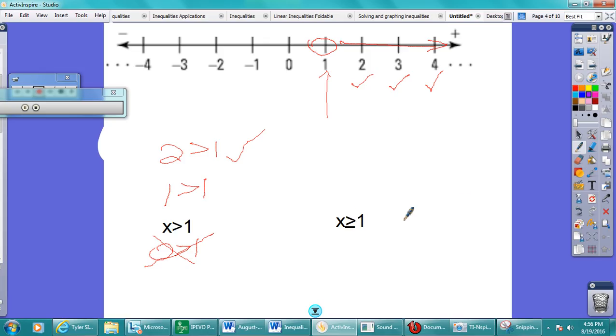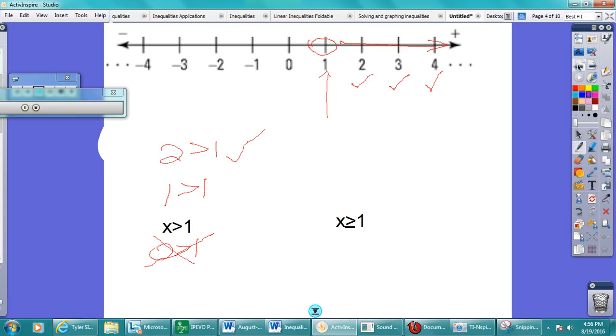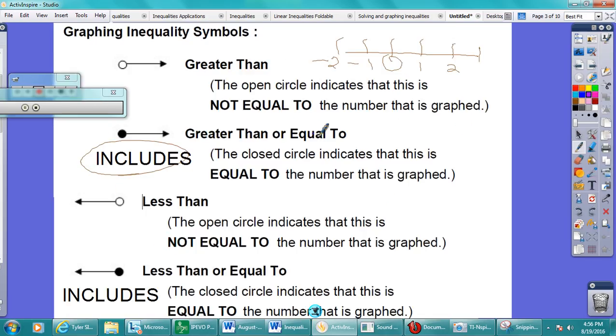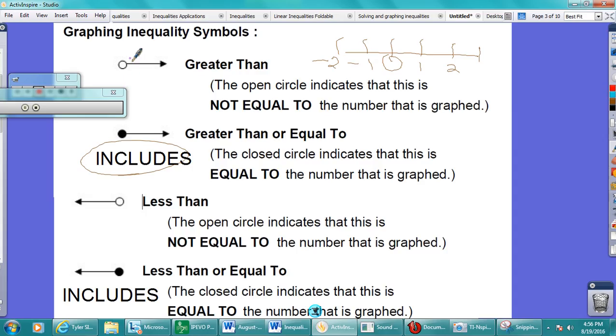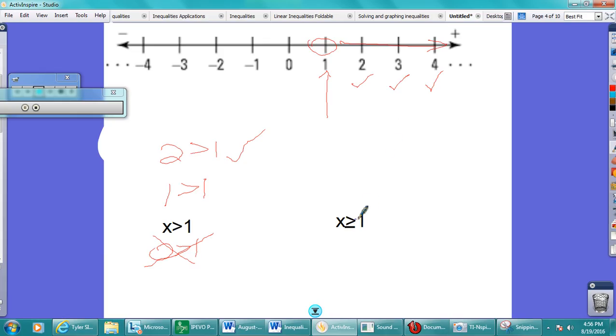Now, we have x is greater than or equal to 1. What's the difference here? We found 1. We know that all these numbers are greater than, but now we have the little line underneath. So if we look back to greater than or equal, I have an open circle and a closed circle. So now x greater than or equal to 1 means I have to close the circle. And now we just graphed x is greater than or equal to 1.